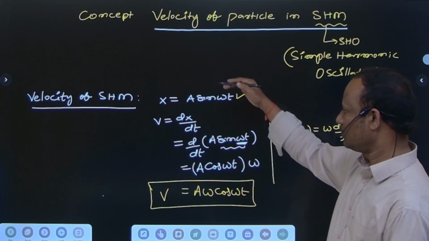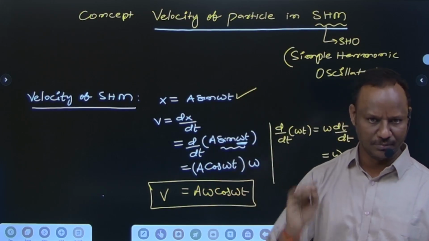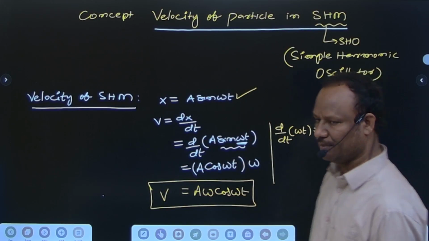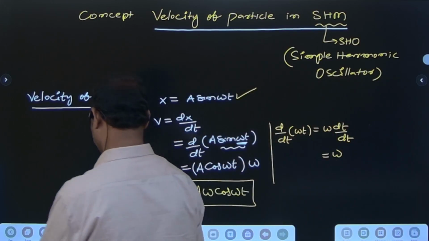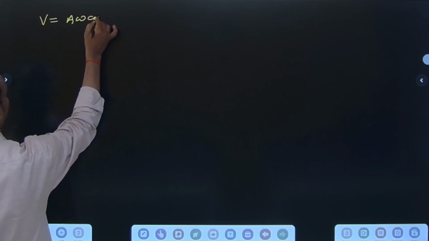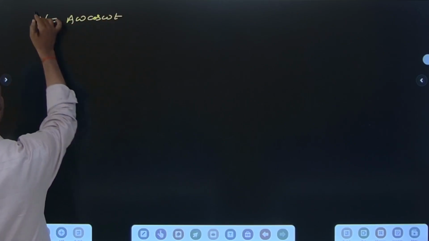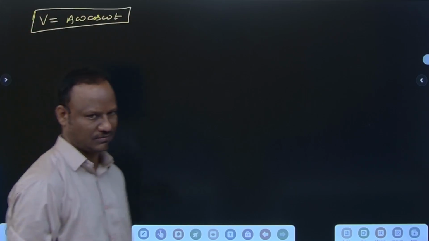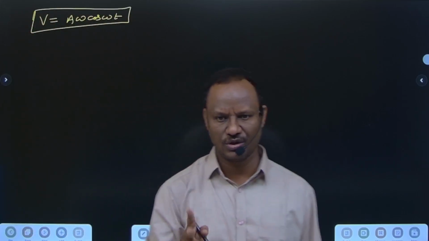Okay. So I'm doing all the cases with the mean position only. So V is equal to, what is the condition? V is equal to A omega cos omega t. First one, velocity V is equal to A omega cos omega t. Yes, this is a time dependent function. So two cases we are going to discuss.